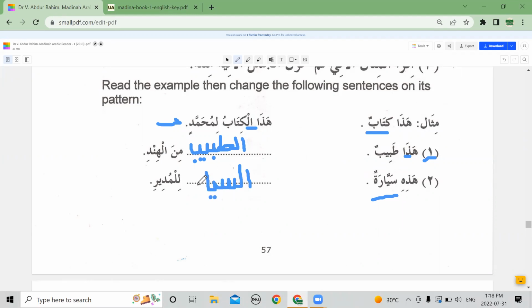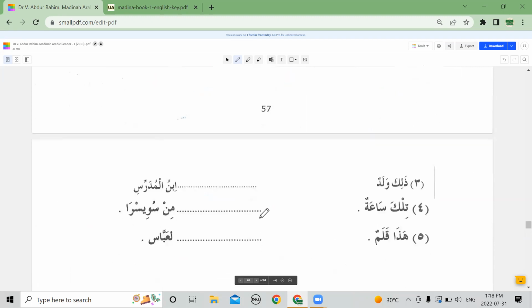What is the meaning of mudiri? Mudiri means a principal. Principal of the school, remember? Okay. So here we will write هذه السيارة للمدير. What does this mean now? This car belongs to the principal. Right. This car. Over here it is, this is a car. And here it means this car. Good. Next.